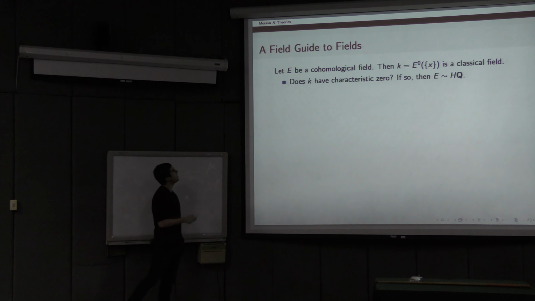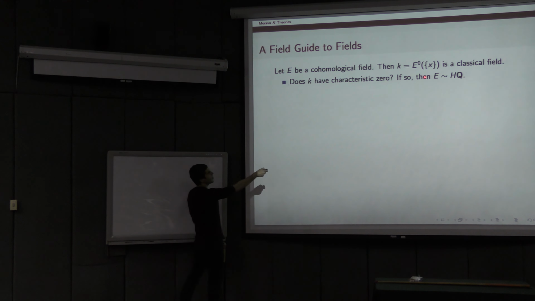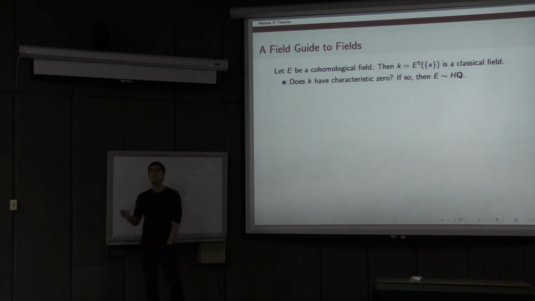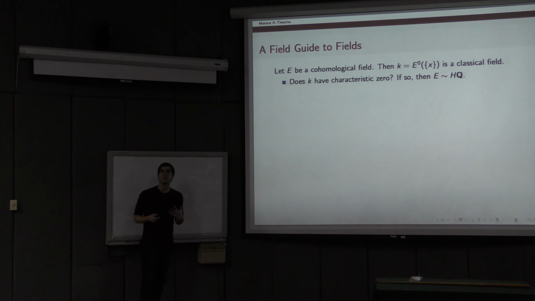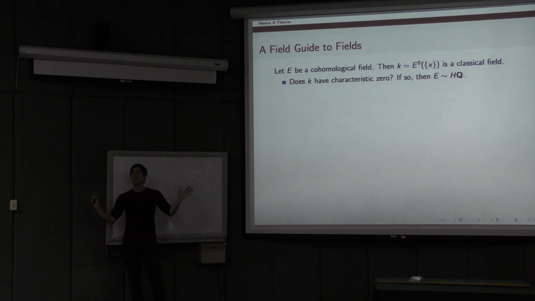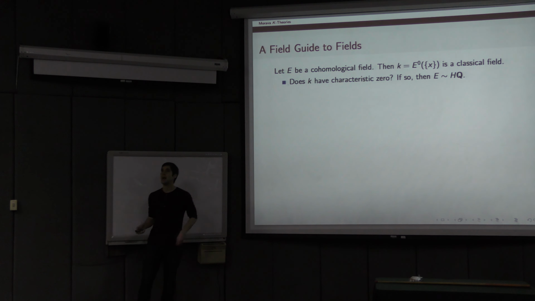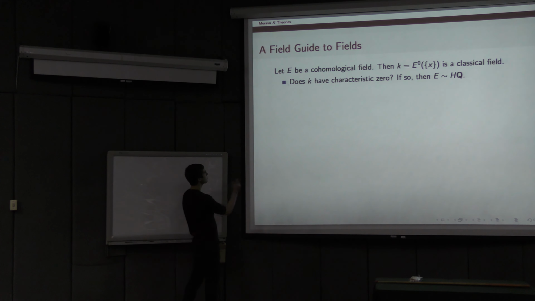And if the answer is yes, then it turns out you're done. Then E has the same characteristic as ordinary cohomology with coefficients in Q. So if you're interested in cohomology theories that in some sense feel like they're in characteristic 0, they're not very interesting. They're all just variants on rational cohomology.